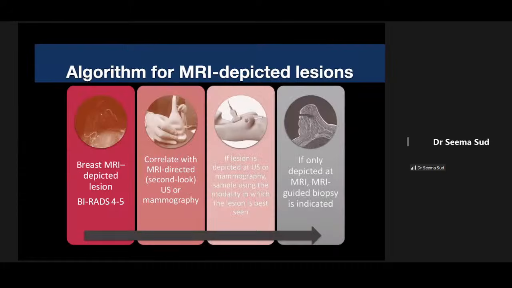So when do we do MR-guided biopsy? If there is a lesion which is a BI-RADS 4 or a BI-RADS 5 on MRI, we always do a second look ultrasound or mammography to see if the lesion is visible on any other modality. And if the lesion is detected on ultrasound or mammography, then we sample using that modality. Only if it is not seen on ultrasound or mammography, that is when we do a MR-guided biopsy.